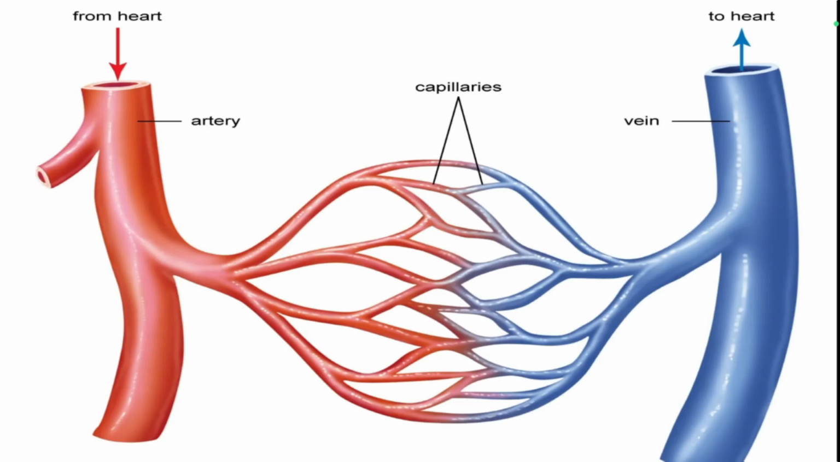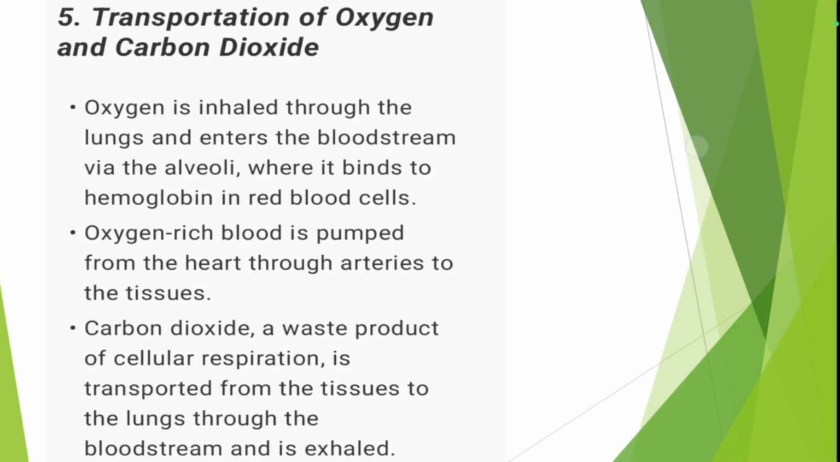Then you can see this is a capillary, and from heart to heart, as you can see, the red color represents an artery which carries purified blood from the heart, but the blue color represents a vein which carries all the waste or the deoxygenated blood to the heart. Then capillaries help in the exchange between the tissues.